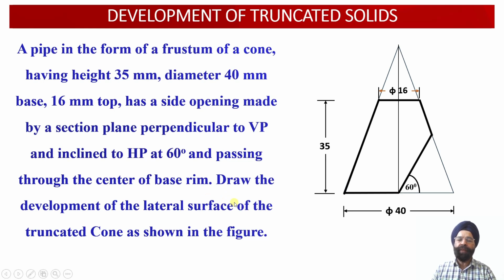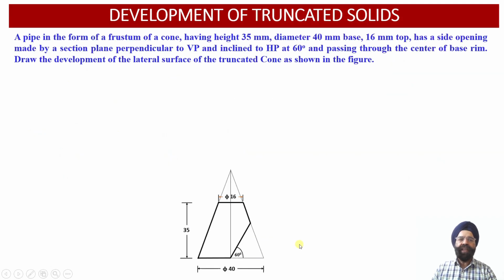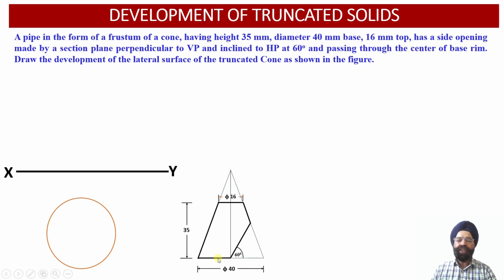Now with this information we are required to obtain the development of lateral surface of the truncated cone as shown in the figure over here. Now let us proceed with evaluation of orthographic top view and front view projections corresponding to this truncated cone or the pipe which is available in the form of a frustum of a cone. So here when the observer is going to look at this cone or the pipe from the top, we are going to obtain the circular projections corresponding to the base of this cone onto the horizontal plane.